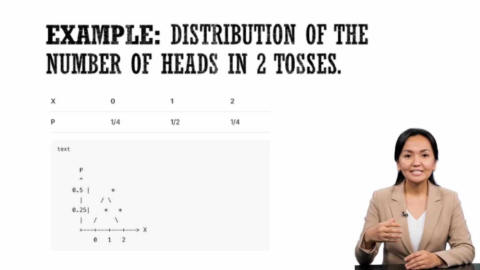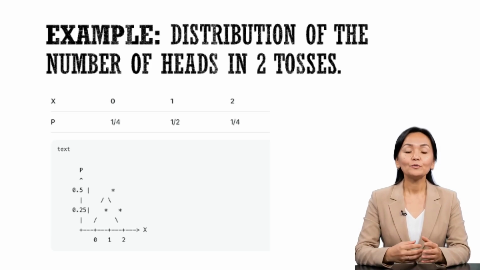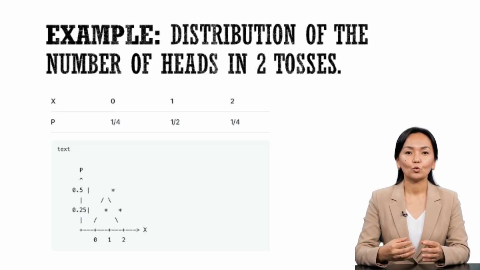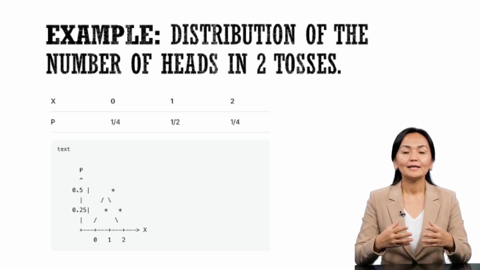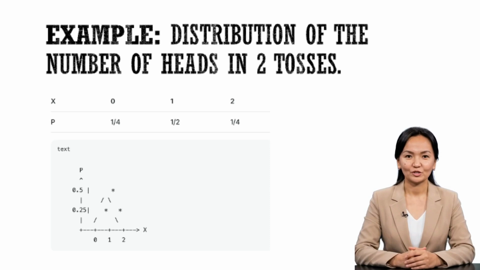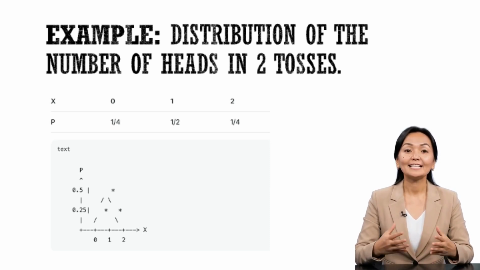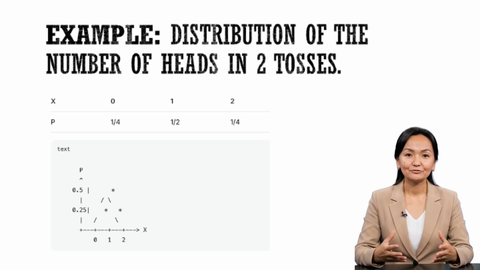Let's look at a concrete example. Suppose we toss a fair coin twice and let X be the number of heads. The possible values are 0, 1, and 2. The probabilities are 1/4, 1/2, and 1/4 respectively. When we plot these points and connect them, we get a triangle shape with the highest point at x equals 1. This tells us visually that getting exactly one head in 2 tosses is the most likely outcome.